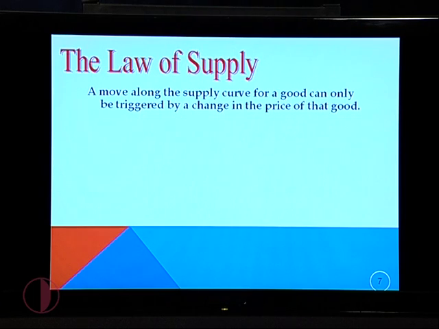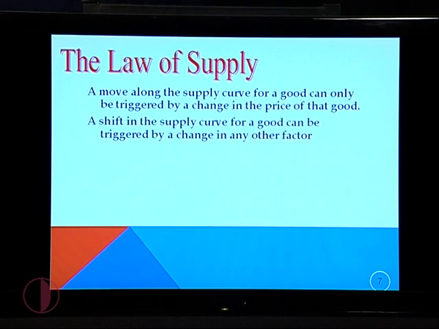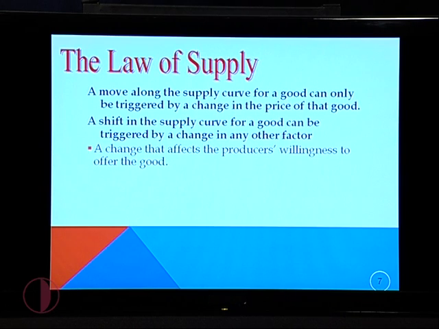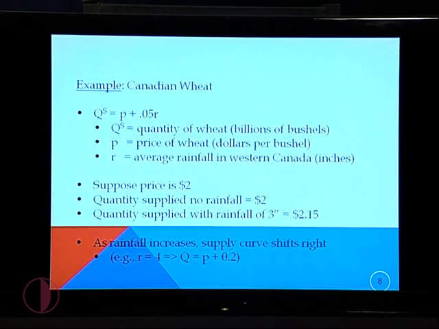A move along the supply curve for a good can only be triggered by a change in the price of that good. A shift in the supply curve for a good can be triggered by a change in any other factor, a change that affects the producer's willingness to offer the good.